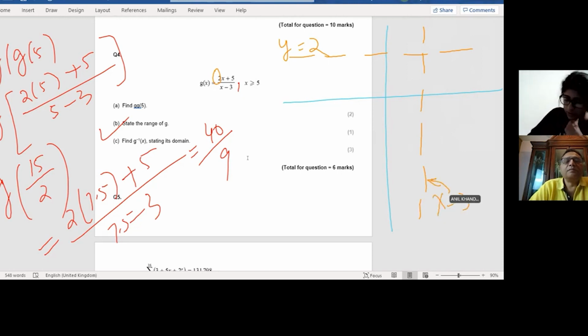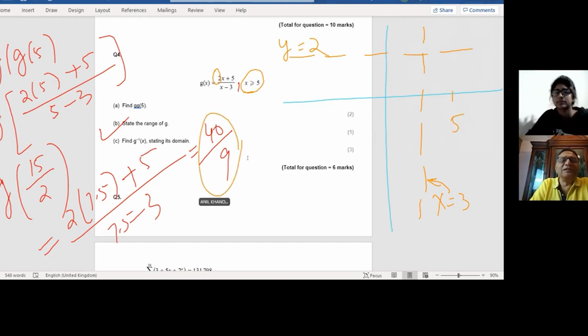x equals 3. Correct. Now, since they have given you that x is greater than or equal to 5, do you see that? That is a restriction. So they are not really looking into the left side of x equals 3, correct? So when you plug in 5, let's see what g of 5 is. It was 7.5. So at 5, we get a value of 7.5.